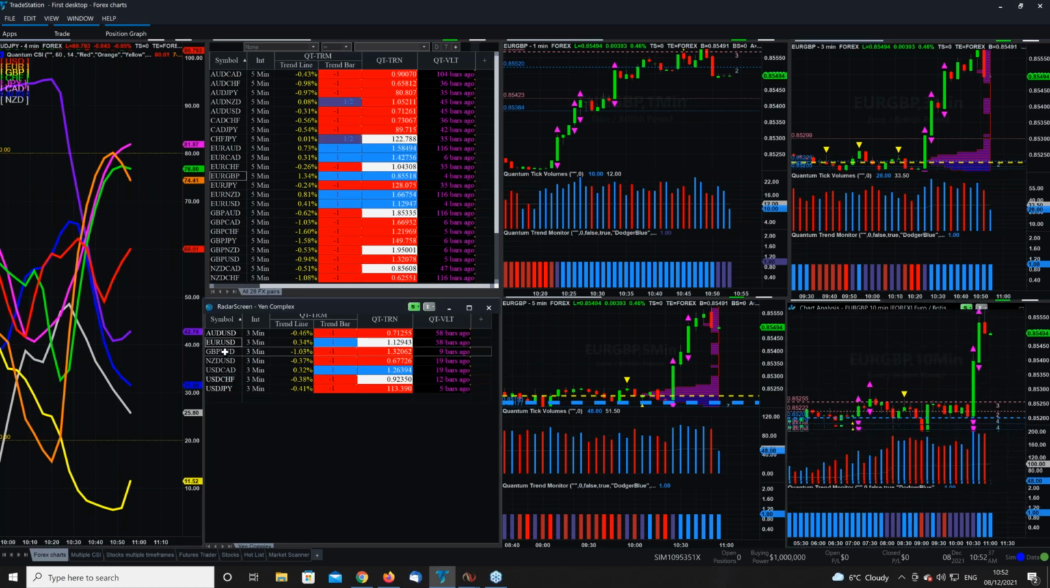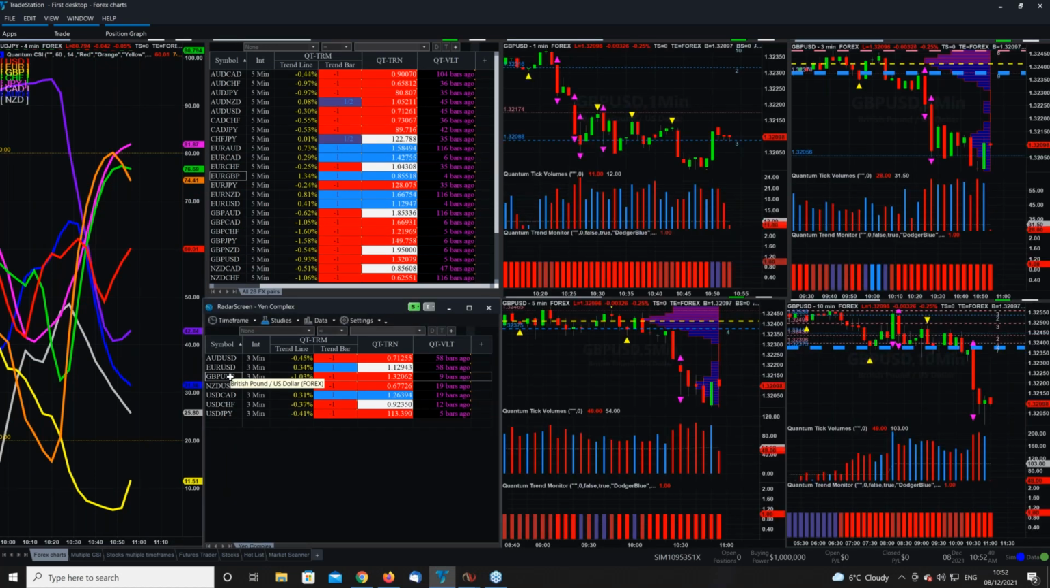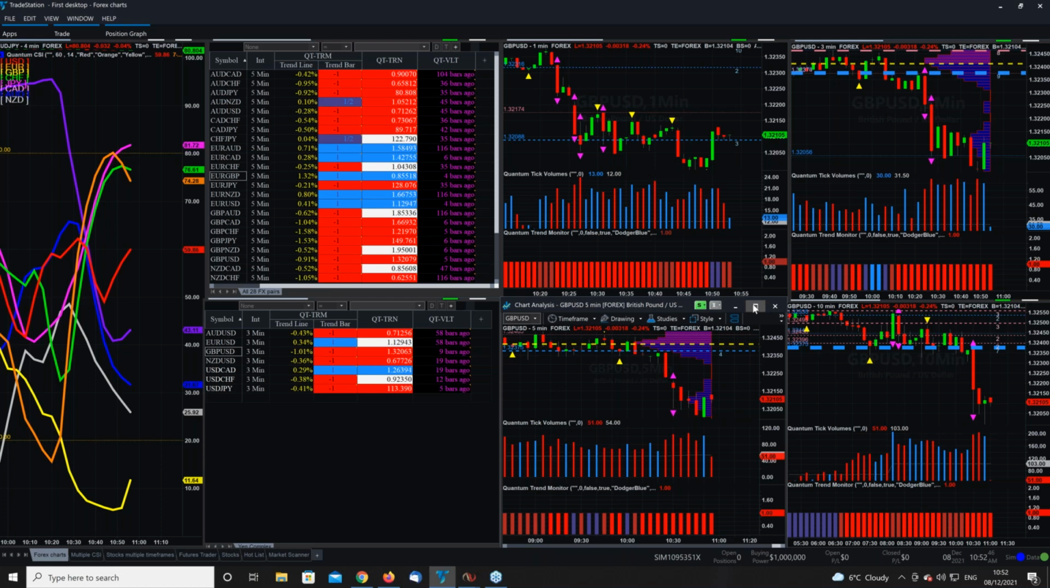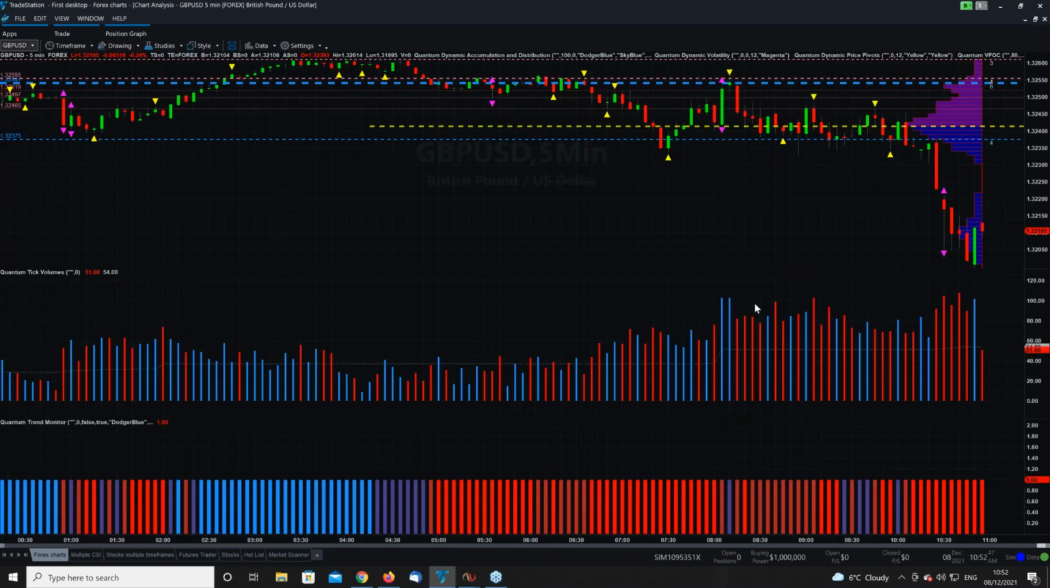Let's see what's going on in terms of cable. We know we've got strong selling of the pound. It's not particularly strong against the dollar because the dollar is not moving particularly strongly in one direction or the other. Hence, the trend that you're seeing on cable is less pronounced than on the others. We've got a volatility trigger there, looking for congestion.